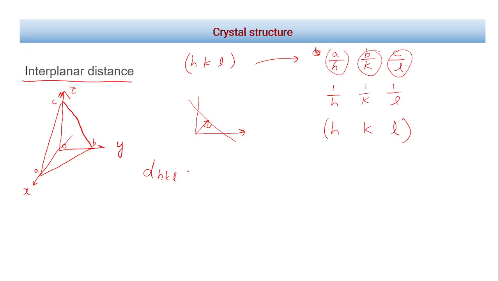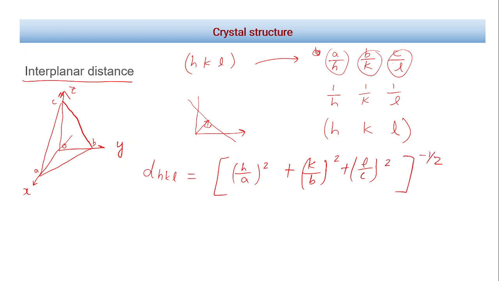for this HKL plane. Okay, so the formula for distance, which you can see from the video, I just didn't want to repeat the derivation again, so we'll just get to the formula. So this will be (h by a)square plus (k by b)square plus (l by c)square, to the power minus 1 by 2, meaning this whole expression is in the denominator and also under a square root.